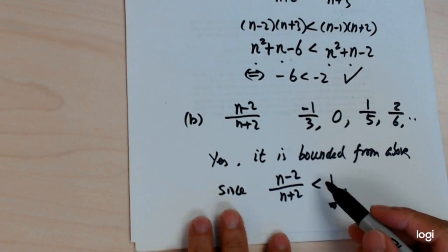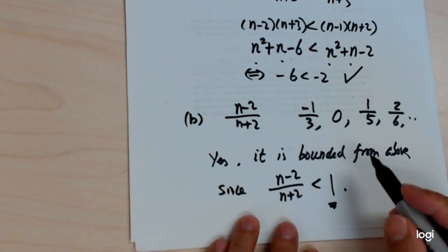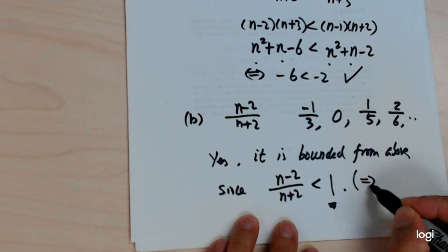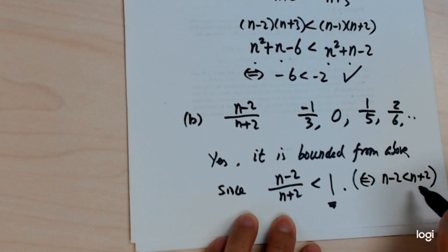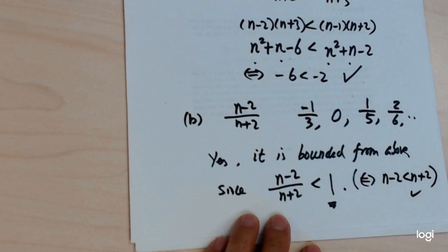For those who are wondering why this is less than 1, you can easily tell this is identical to n minus 2 less than n plus 2. Just multiply n plus 2 on both sides, which is trivial, okay? So that is part B, okay? That's part B.